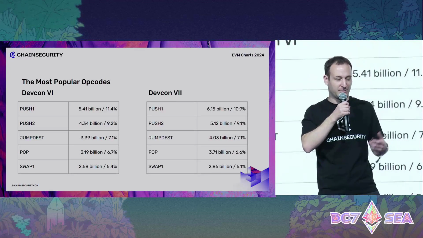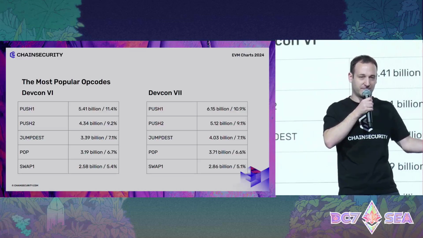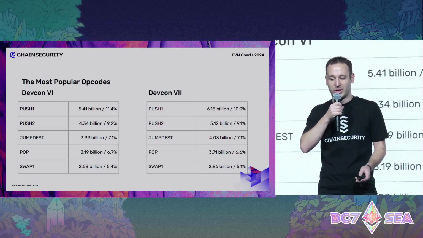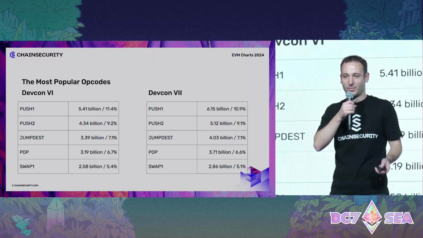Overall, between the data sets before Devcon Bogota and before this Devcon, we see no change in the most popular opcodes.